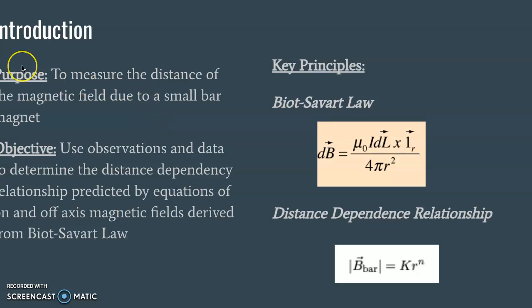So in the introduction, the purpose of this lab was to measure the magnetic field due to a small bar magnet, using our observations and data to determine the distance dependency relationship predicted by equations of on- and off-axis magnetic fields derived from the Biot-Savart law. Some key principles we want to start with were the Biot-Savart law, which we discussed in class, which computes our magnetic field, and the distance dependence relationship.